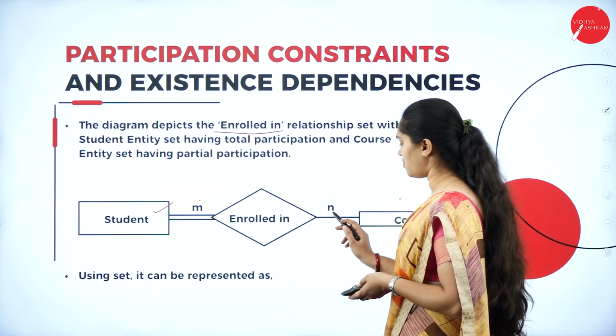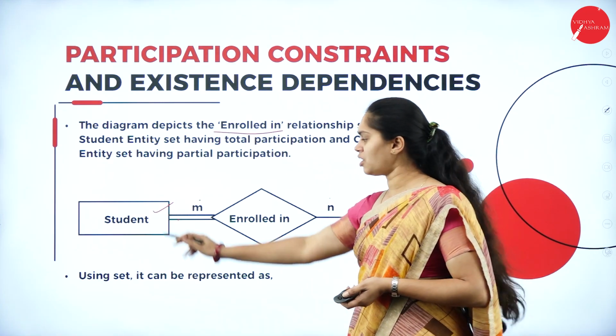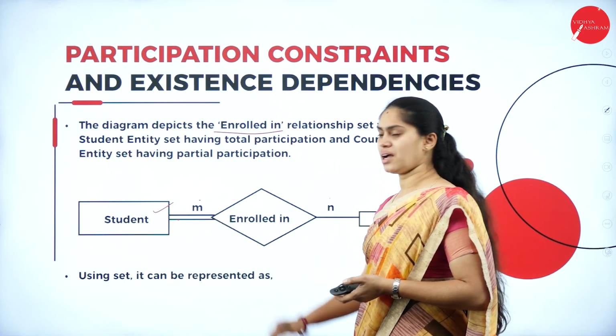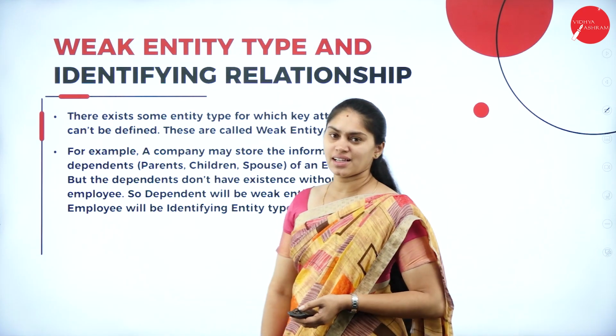Then we specify this with a single line, which specifies the partial participation. But all the students are enrolling for different courses, not for a particular course, so this becomes total participation. Fine. Next, we'll see the next topic.